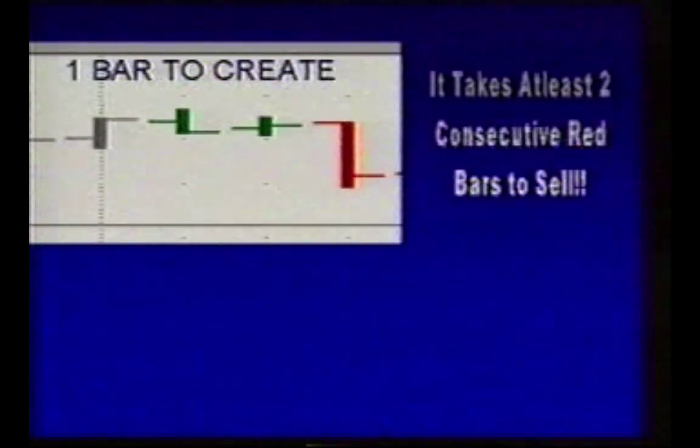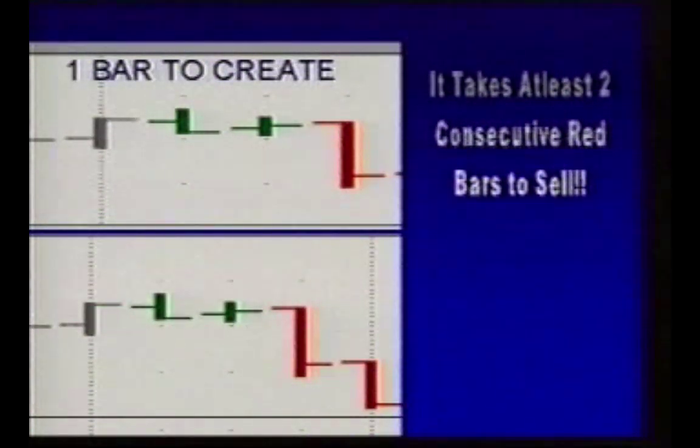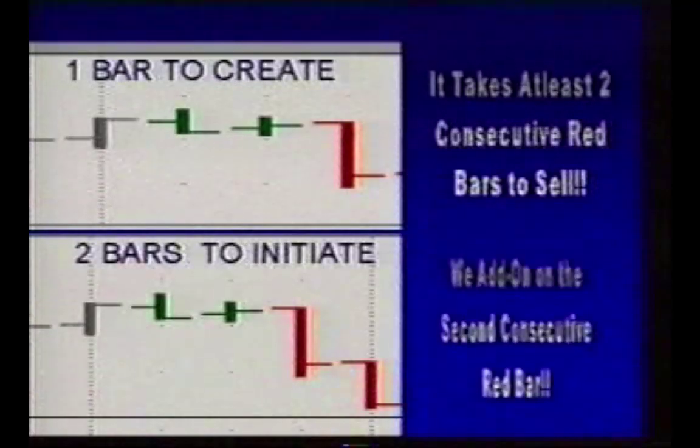So we have one red bar. We now have a sell stop price, or a stop close only price, excuse me. But it takes 2 bars to know if that sell stop or that stop close only sell will be hit. So it takes 1 bar to create, 2 bars to initiate. And yes, on the second bar, you would have had a stop close only sell.